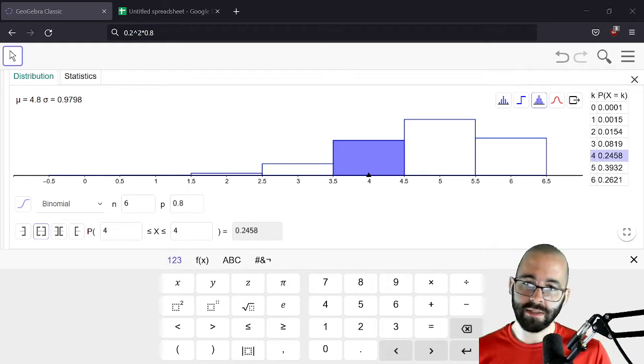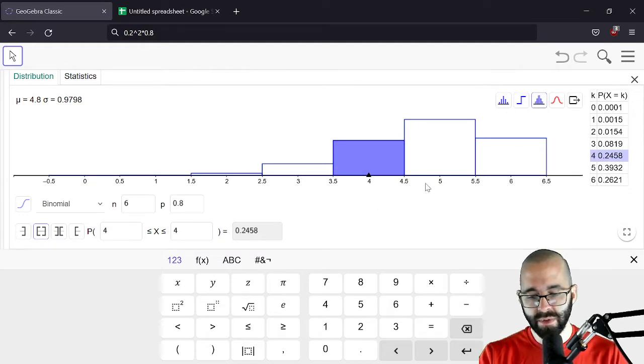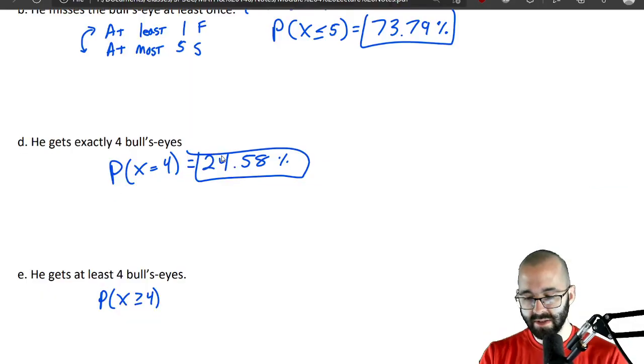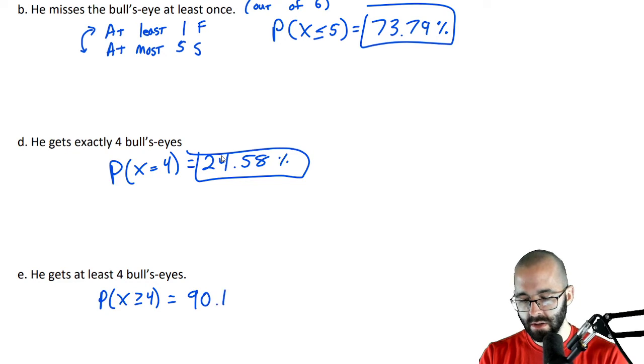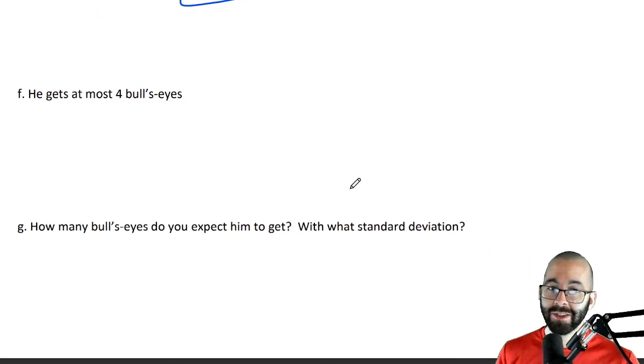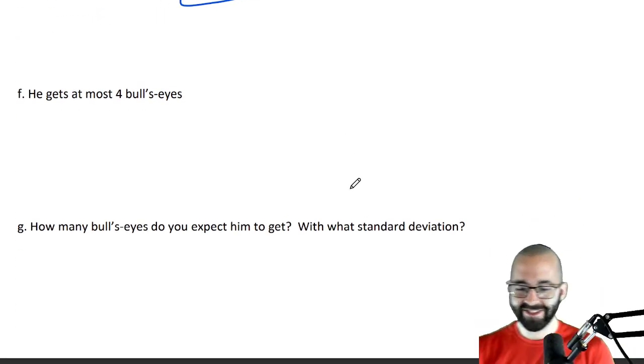At least 4 bullseyes, this guy's pretty good. At least 4 bullseyes is going to be 4, 5, or 6. You could say at least 4 is also this, 90.11%. This is most of the area of this histogram. All right, 90.11%. Pretty likely. Okay, and that's this example. We can even do 2 more parts because they're there, and I definitely didn't forget.